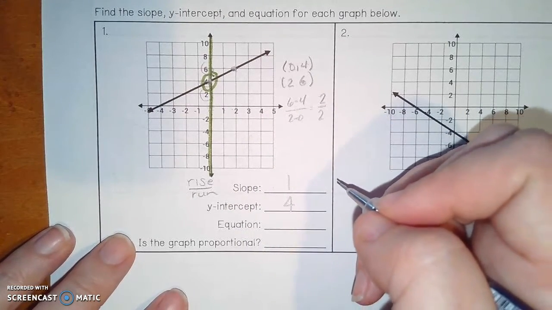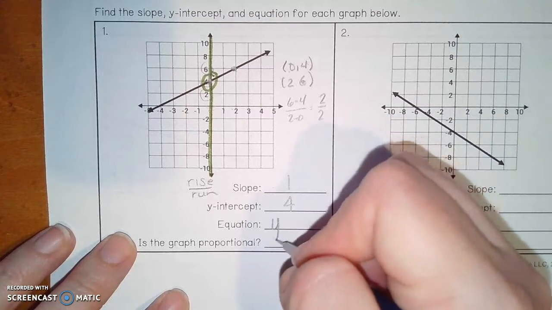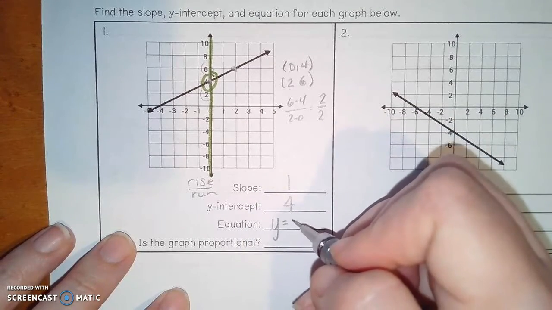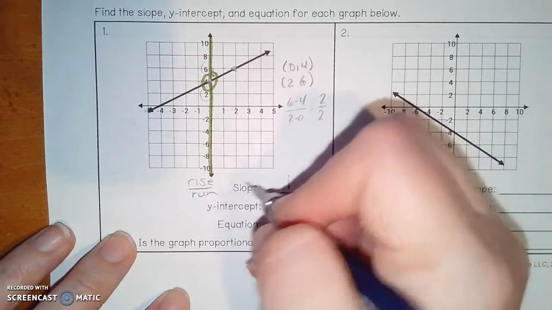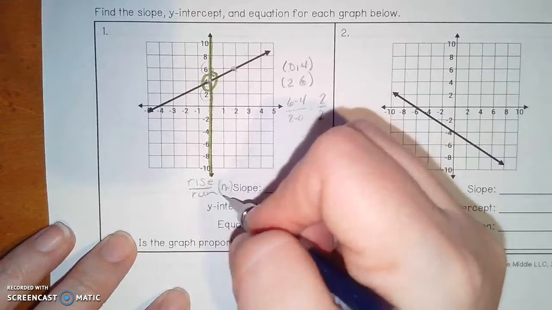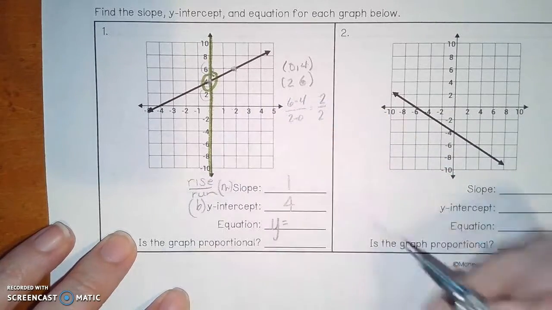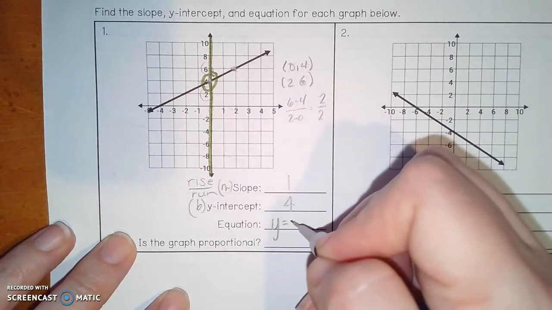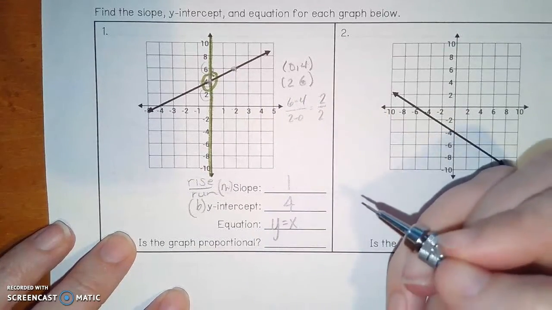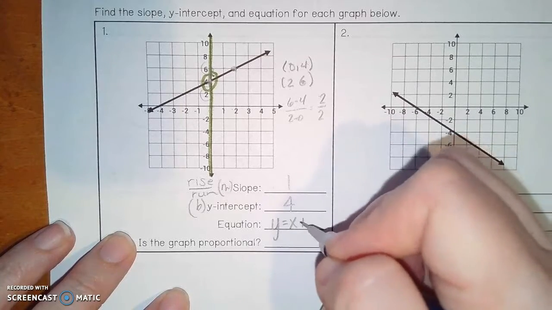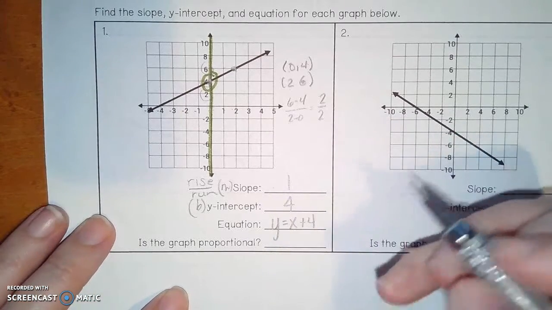So now I can write an equation where y is equal to my m, or my slope. If we remember, this is my m, and this is my b. Okay, y is equal to 1x, or I can just put x because that's 1x right there, plus 4. And my question is, is this graph proportional?